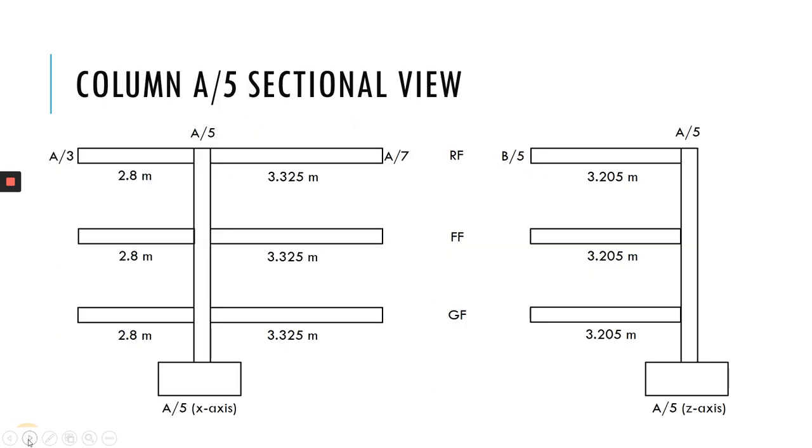So, first process, we have to draw the sectional view of column A5. So the sectional view we have to draw for both axis, X axis and also Z axis here. So for the X axis, this column is connected with two beam A35 and also A57 for each floor. And then for the Z axis, it's connected to beam 5AB. Okay.